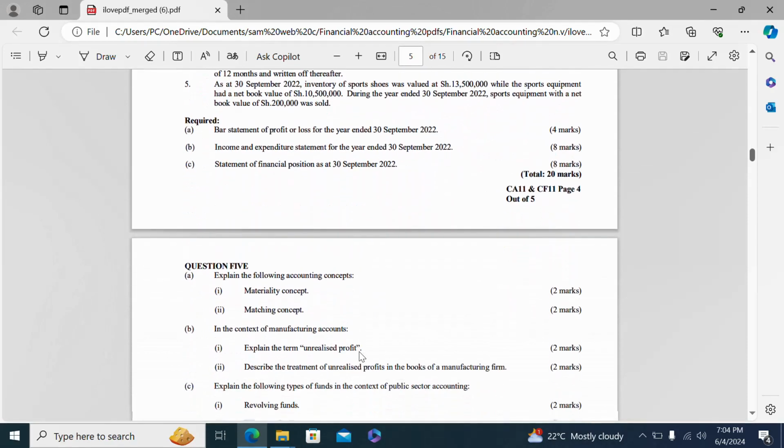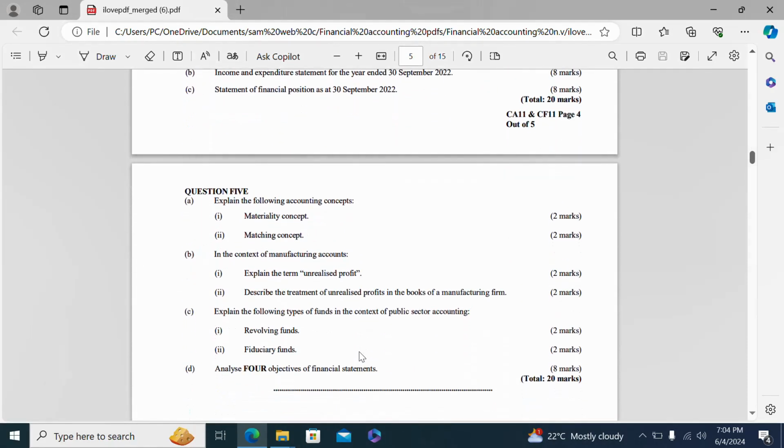We go to the final question. This is a theoretical question where in part A, you are required to explain the following accounting concepts. We have the materiality concept, and then Roman 2, we have the matching concept. Then part B, in the context of manufacturing accounts, Roman 1, explain the term unrealized profit, and Roman 2, describe the treatment of unrealized profits in the books of a manufacturing firm.